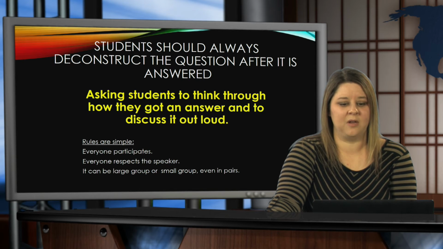The rules are simple. Everyone needs to participate, everyone respects the speaker, and it can be large group, small group, or even in pairs.